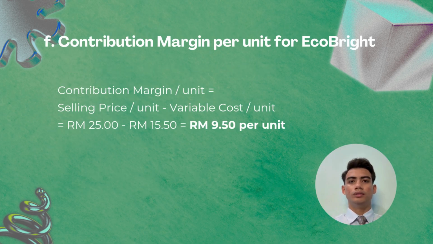Now let's move on to the contribution margin per unit. The contribution margin tells us how much we earn from each unit sold. After covering the variable cost, this amount contributes to covering our fixed costs and generating profits. The formula is contribution margin per unit equals selling price per unit minus variable cost per unit. In our case, 25 ringgit minus 15.50 ringgit equals 9.50 ringgit per unit. So for every unit we sell, we earn RM9.50 to cover our fixed cost and profit.